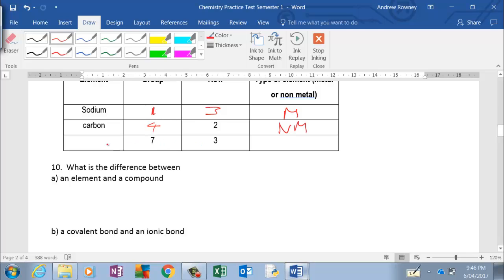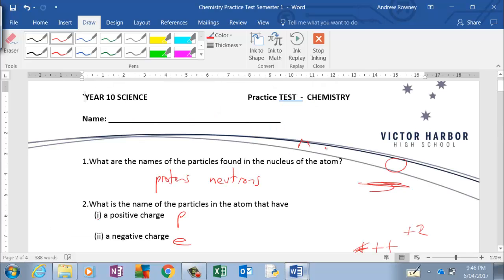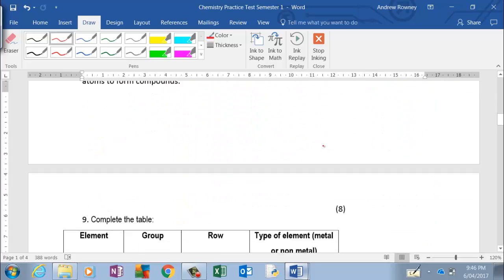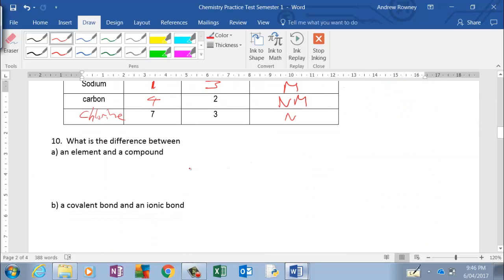If you look at 7.3, you find it's chlorine, and that's a non-metal. What's the difference between element and compound? You'll find that in your booklet too. An element is made up of all the same type of atoms, whereas a compound is made up of different atoms or elements.